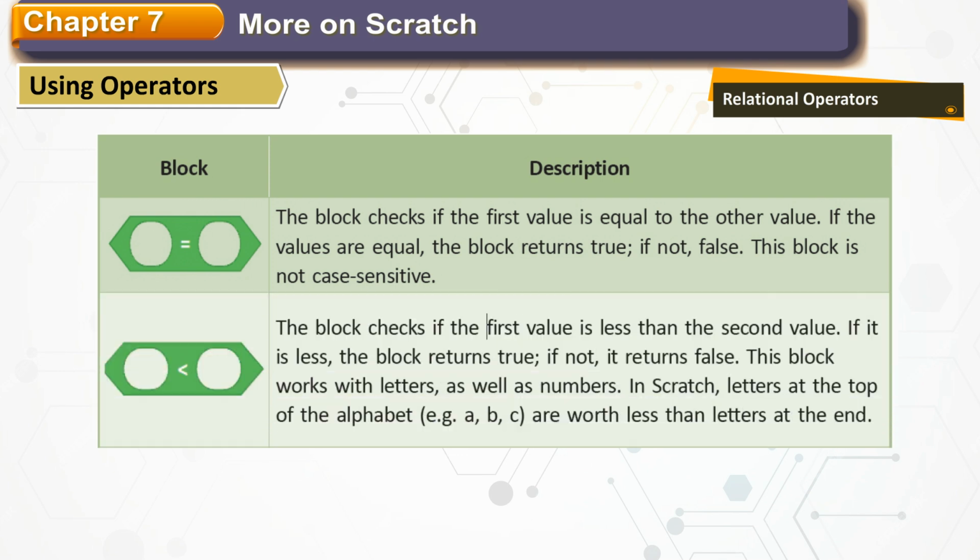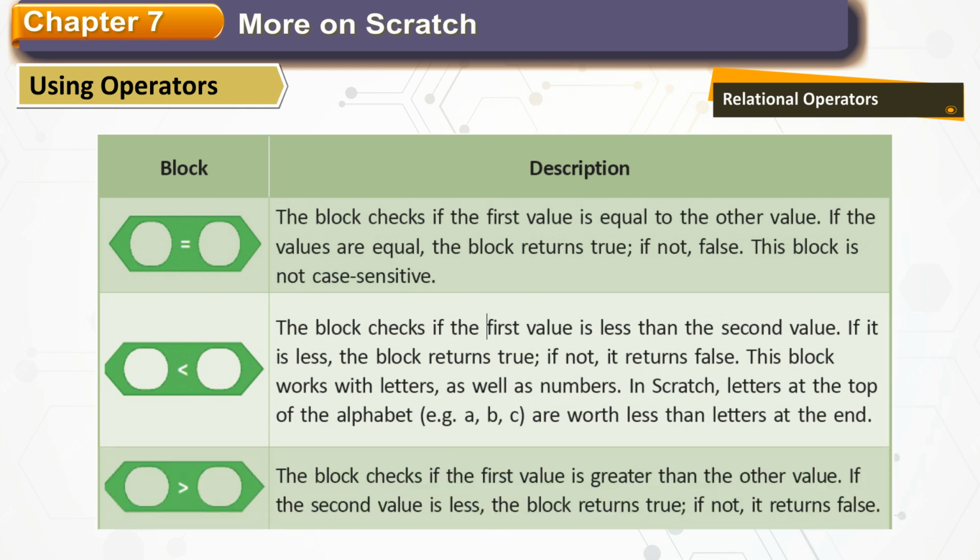Less than: the block checks if the first value is less than the second value. If it is less, the block returns true. If not, it returns false. This block works with letters as well as numbers. In Scratch, letters at the top of the alphabet, e.g., A, B, C, are worth less than letters at the end.